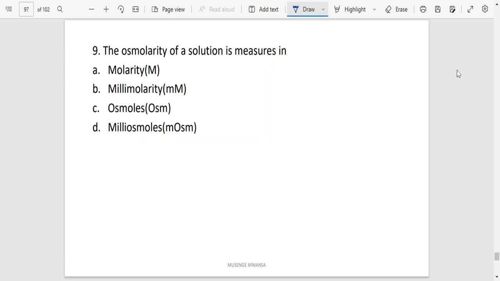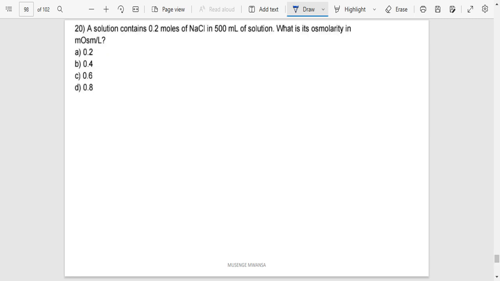All right. The osmolarity of a solution is measured in... Is it in molarity, millimolarity, osmoles, or milliosmoles? All right, so it is in milliosmoles because we are talking about physiology. You express them in milliosmoles. A solution contains 0.2 moles sodium chloride in 500 milliliters of solution. What is the osmolarity in milliosmol per liter?